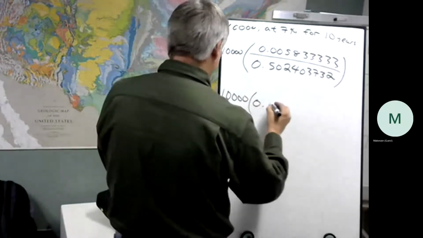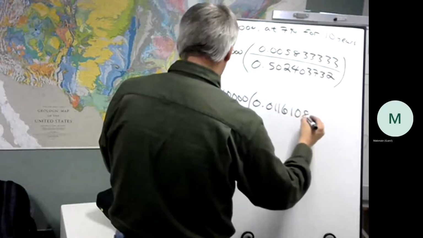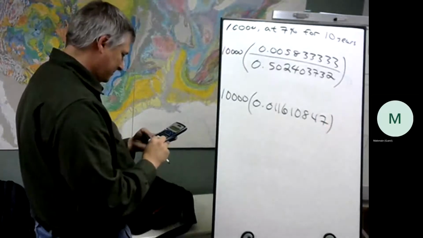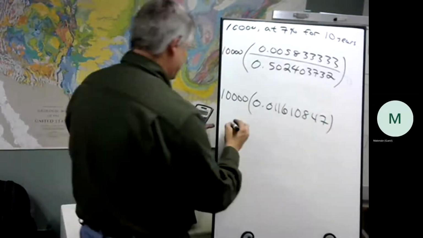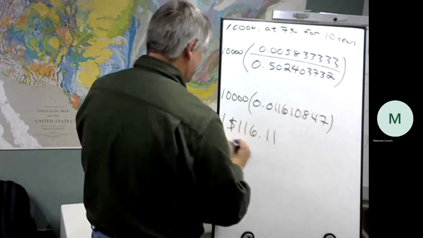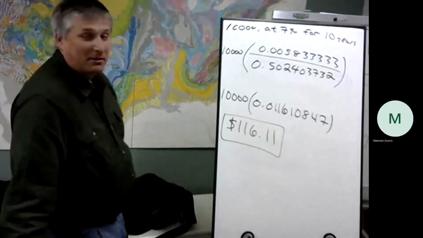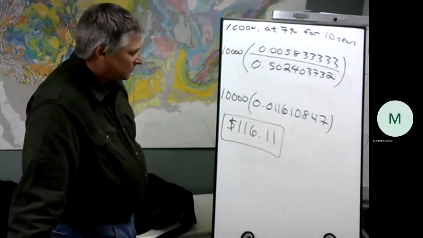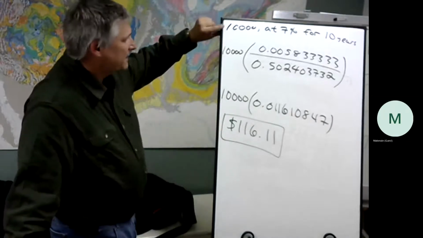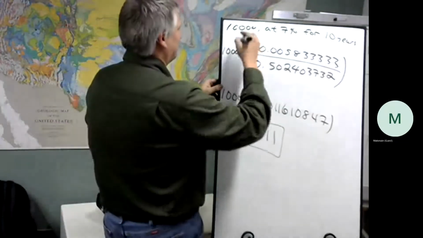All right, here we go. We multiply this to 10,000. All right, so we get $116, and rounding to the hundredths, 11 cents. So that's the monthly payment. So we're going to pay this once a month for 10 years to pay off the $10,000. Whew, so I'm going to put that up here.